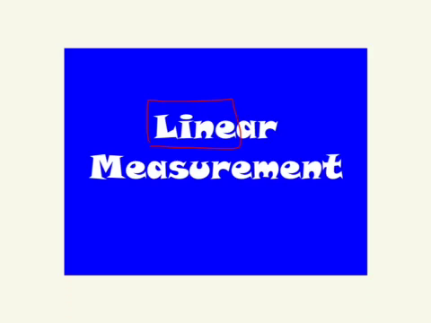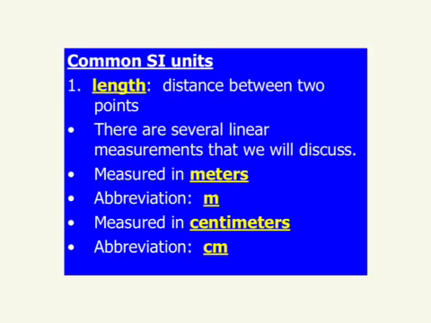Linear measurement is the measuring of straight lines in length, in height, in width. Okay? So keep that in mind as we go through these notes. So, common SI units. So we do length. Length is the distance between 2 points.